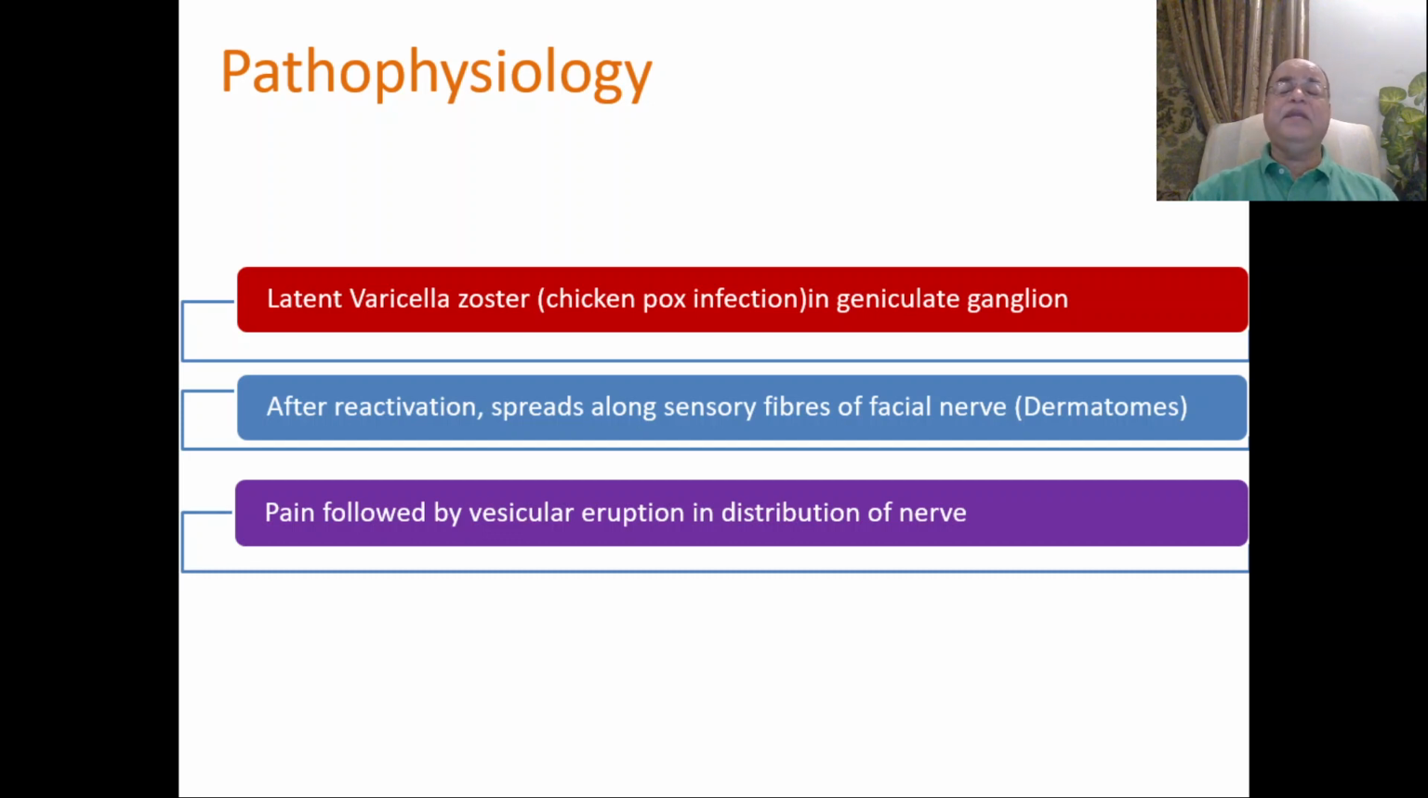So what happens basically, as I told you, is that the varicella zoster virus becomes dormant. A latent period is there when it is in the geniculate ganglion of the seventh cranial nerve, that is the facial nerve. After reactivation, which may be due to some physiological or pathophysiological factor, it spreads along the sensory fibers of the facial nerve. So the effect will be in the dermatome of the nerve which is supplying there. There will be severe pain, followed by vesicular eruptions in the distribution of these nerves.